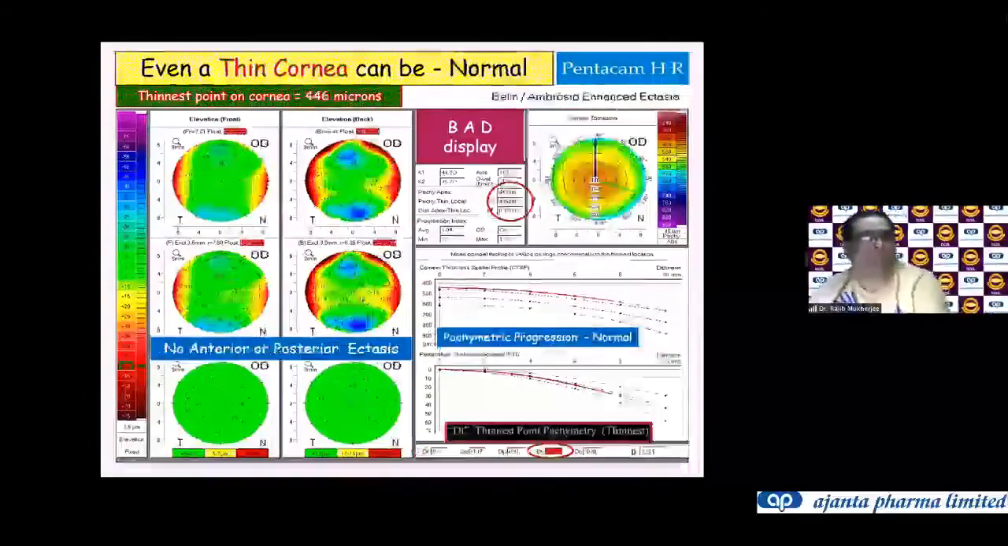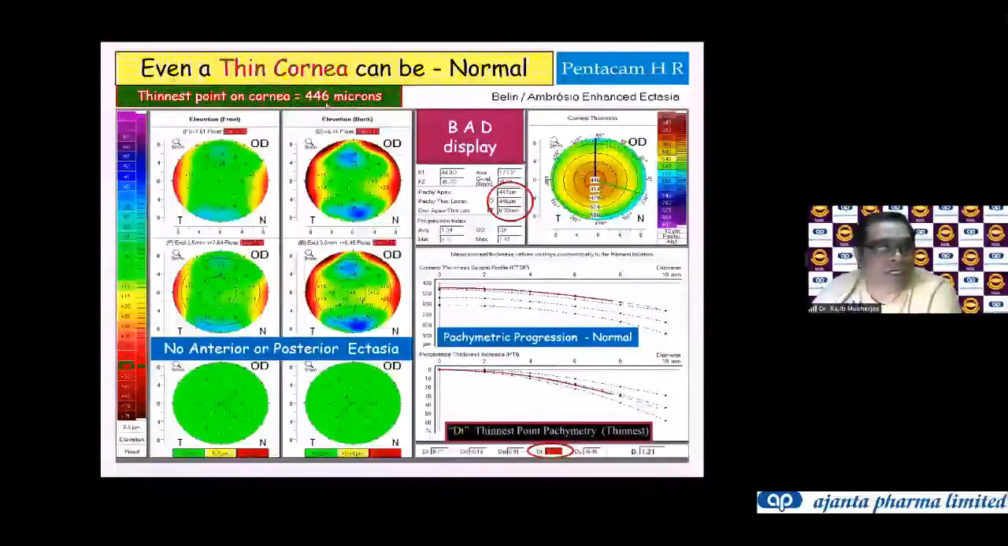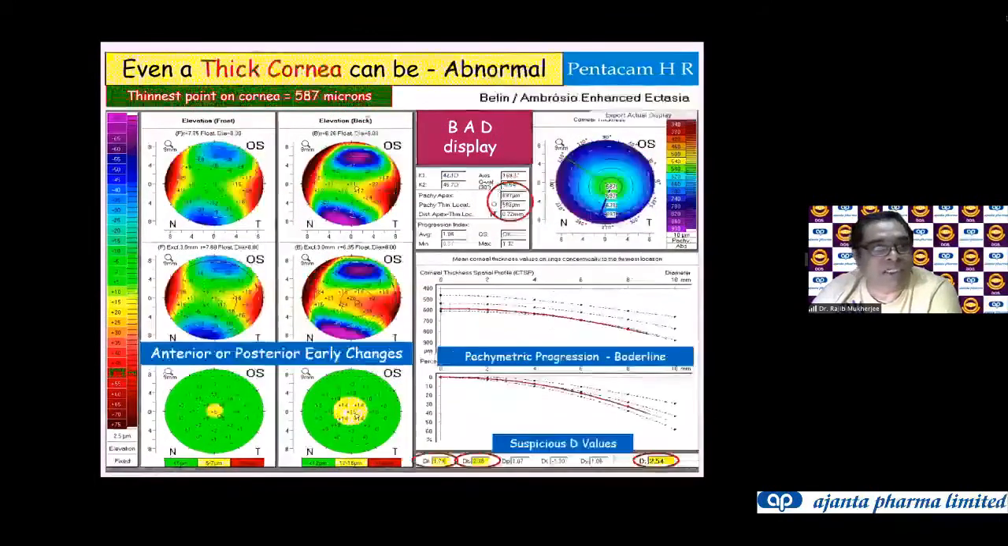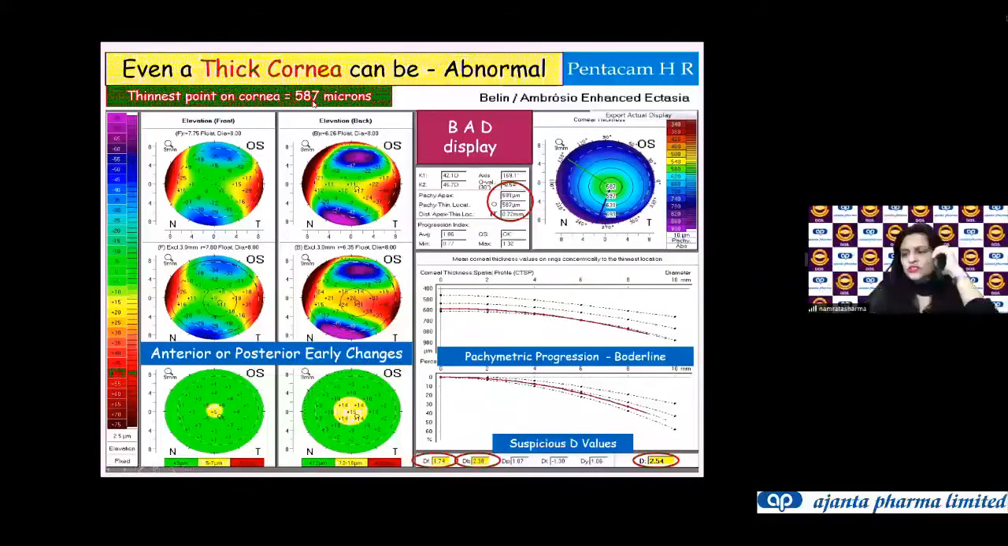Any and every thin cornea is not keratoconus. I'm just trying to show you an example. This is a 446 micron cornea, and you see an absolutely normal progression map, and there is no ectasia on the Belin-Ambrosio display. Similarly, if you see a cornea that's 587 microns over here, which is a thick cornea, that by itself does not say that it's a normal cornea. You can see a slight amount of suspected area, which is ectatic, on both the anterior and the posterior surface.